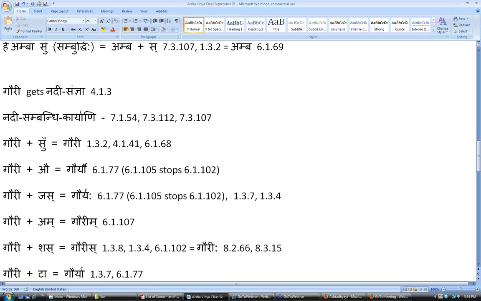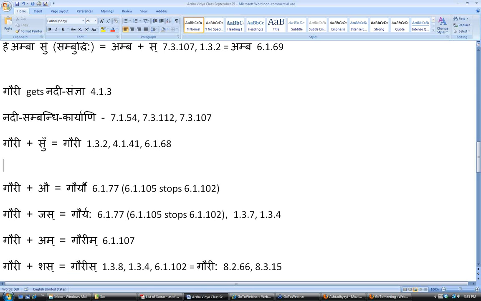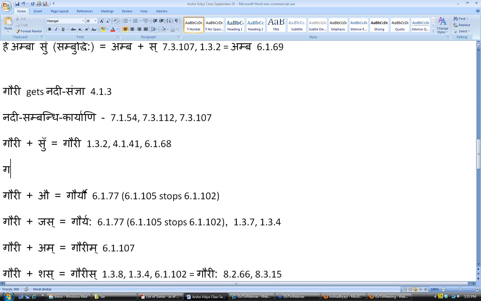Okay. Yamo, this Sutram which you looked before, but there is Nadi Sambandhi Karyam, which is the first one we already applied. We did that. In fact, let's do that. In between here we can put the Sambuddhi also. So after the Su, if we do the Sambuddhi, we will get Gauri plus Su. That was actually the first Karyam, which is in Sambuddhi.